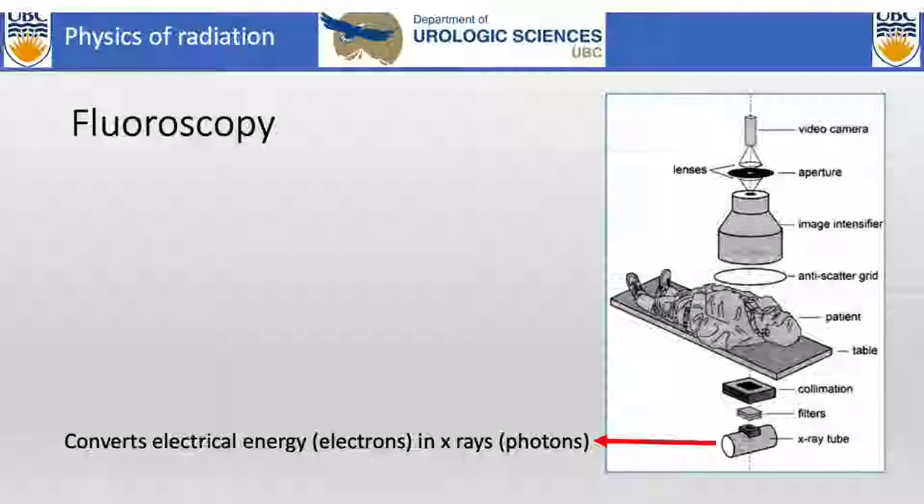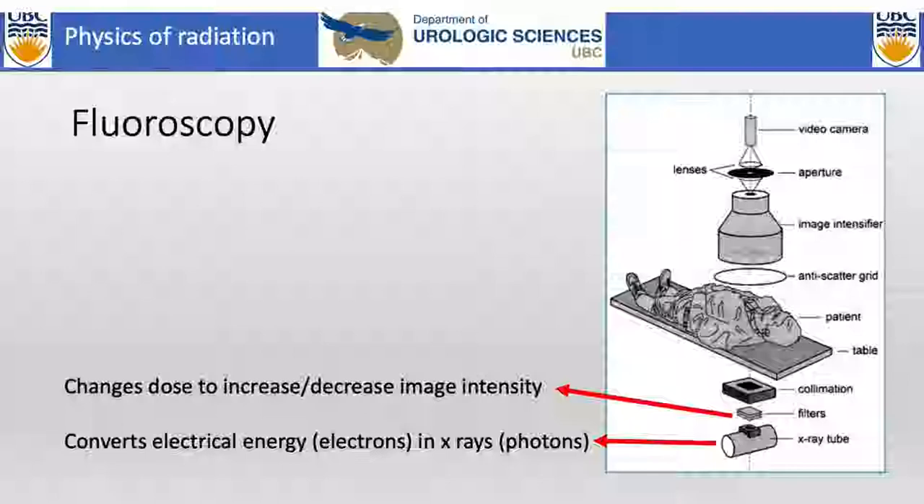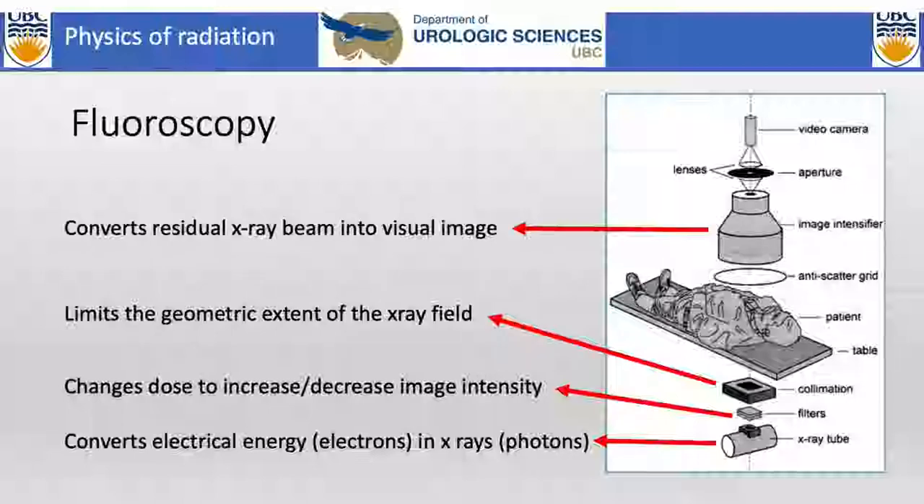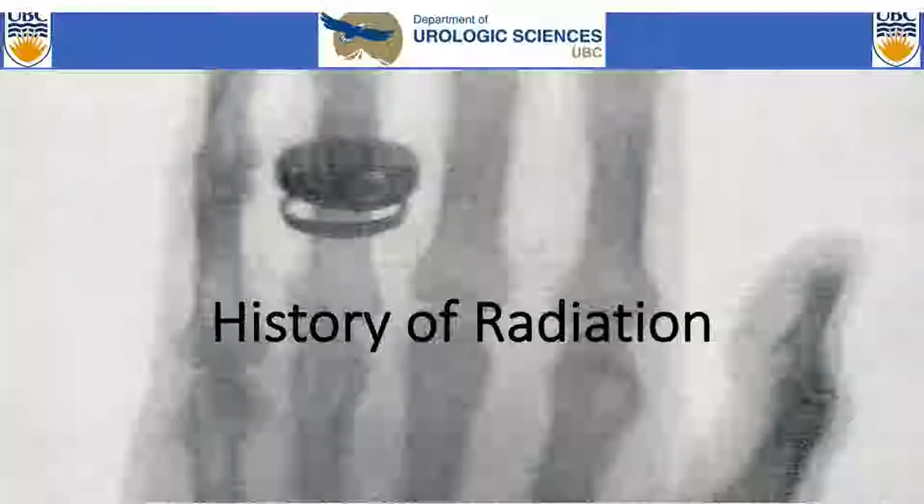The X-ray tube is at the bottom. It converts your electrical energy into X-rays, and then it goes through filters, and with the filters you can increase or decrease the image intensity. Then you go through a collimator, and the collimator just narrows the field or widens it out, depending on what you need to see. And then above the patient is the image intensifier that takes the X-rays and converts it into something that we can translate onto a screen.